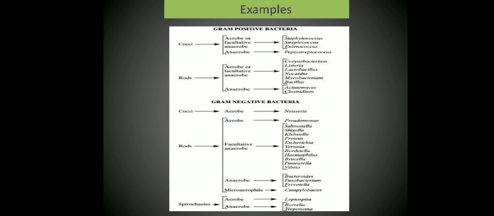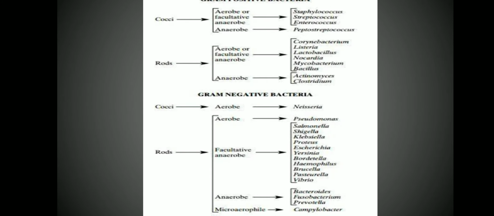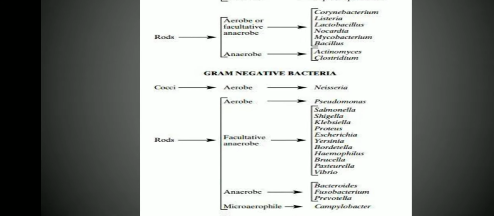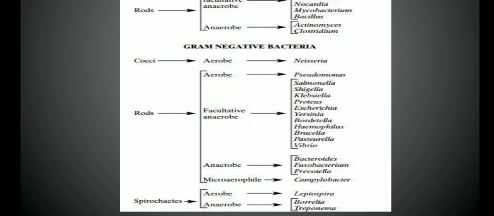Now the examples of the gram positive and gram negative bacteria. The gram positive organisms are of two types, cocci and rods. In case of the cocci, Staphylococcus, Streptococcus, Enterococcus, then Listeria, Corynebacterium, Nocardia, Bacillus, Clostridium are the examples. While in case of the gram negative bacteria, cocci, rods and spirochetes are also present.